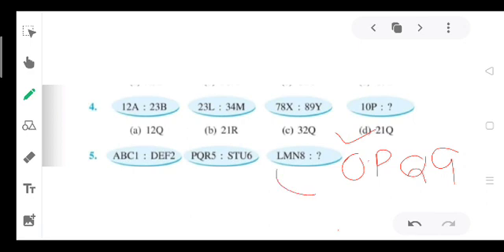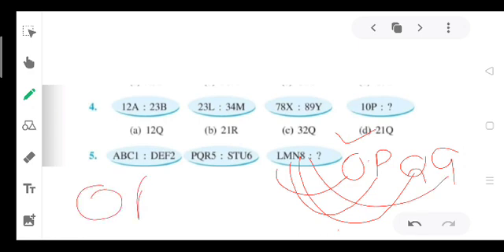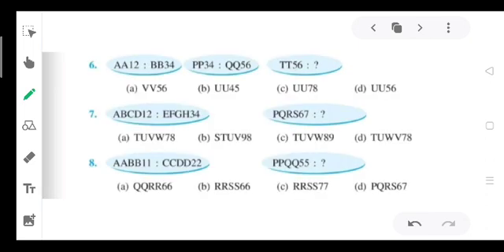L, M, N skip, O return. M, N and O, next 2 letters skip, then P. N and then O and P skip, Q. And then the next digit, that is 9. So the right answer is O, P, Q, 9. Clear? Come on, next question. 6th one.